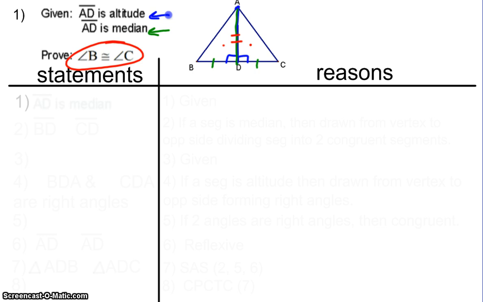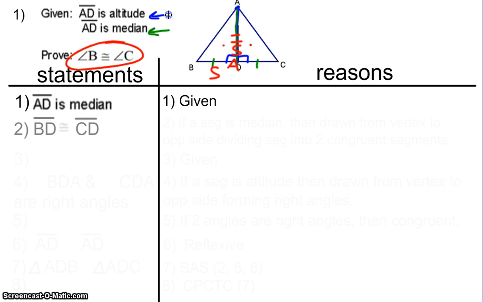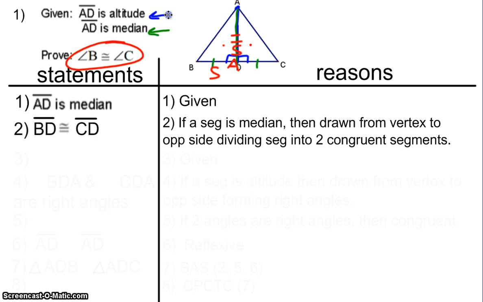So how would that look? I first start with my given information, and I'm starting with median. The reason why I'm starting with median is I'm going to try to make my proof look like the diagram. And in my diagram here, I clearly have side, angle, side. So I'm going to try to list a side first. And then I can say that the two segments are congruent using the median definition. If a segment is a median, it's drawn from the vertex to the opposite side, dividing the segment into two congruent segments. I know you guys are going to ask if there is a shortcut, and no, right now you have to write out this entire definition.